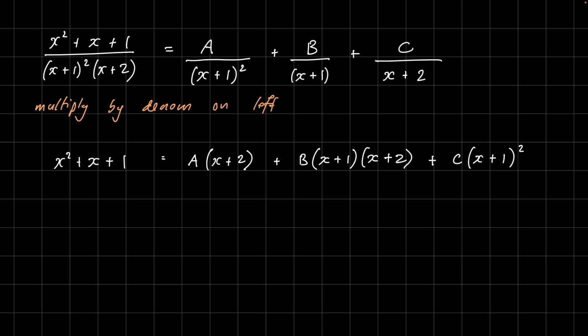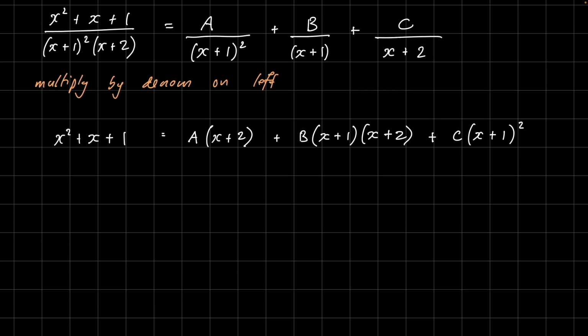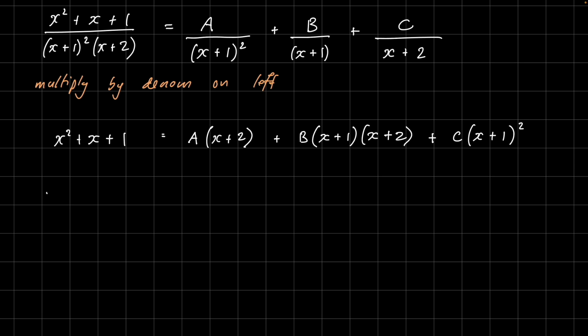Now our job is to find out what A, B, and C have to be. There are two main ways of going about this. Probably the most conceptually straightforward is just to expand out the right-hand side and match the coefficients to the powers of x on the left-hand side. So what do I mean by that?